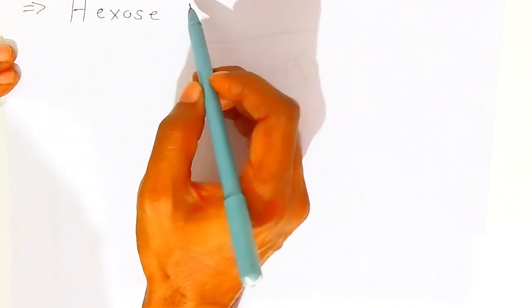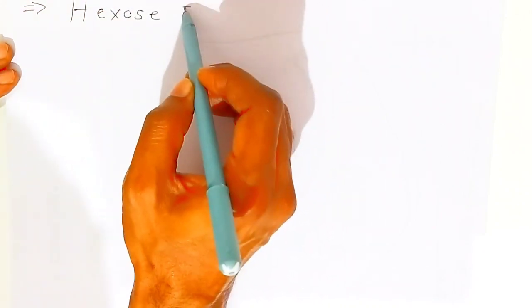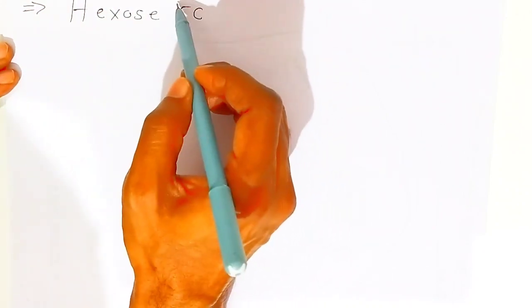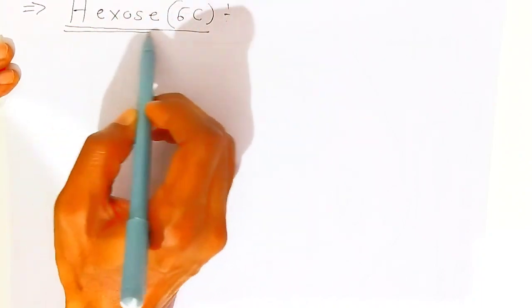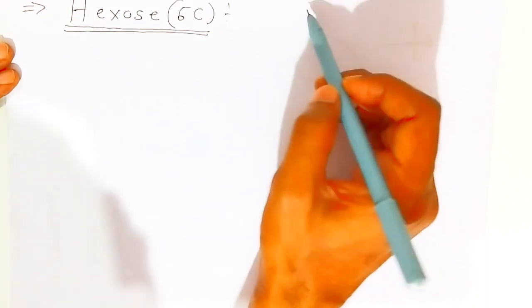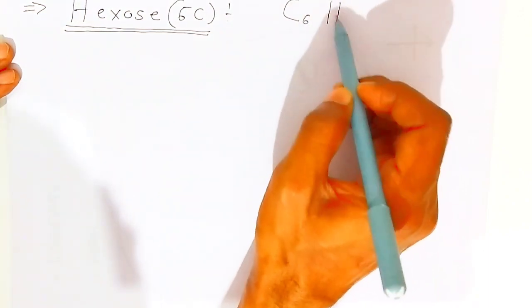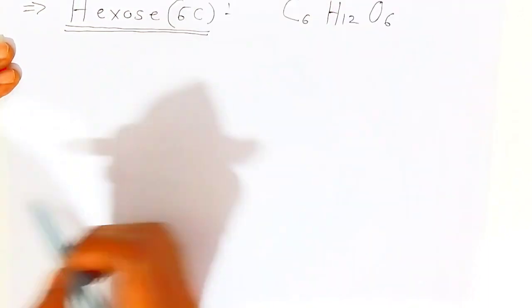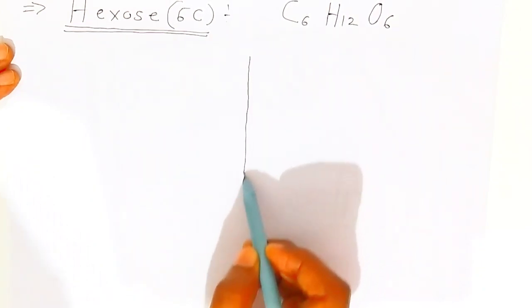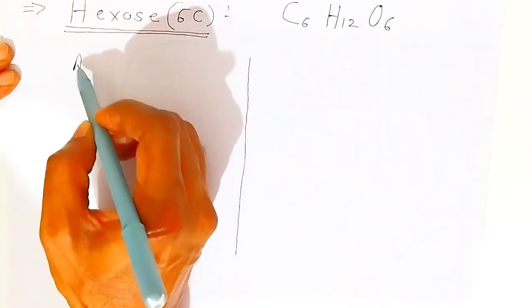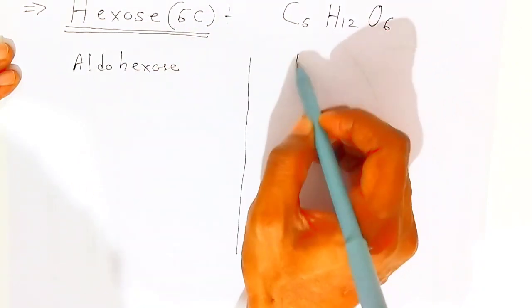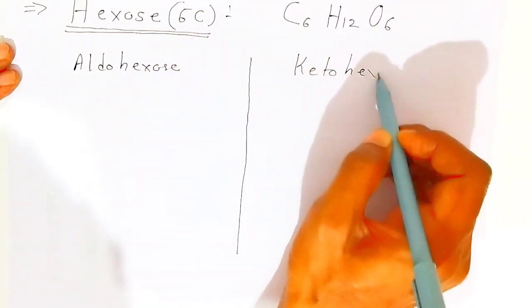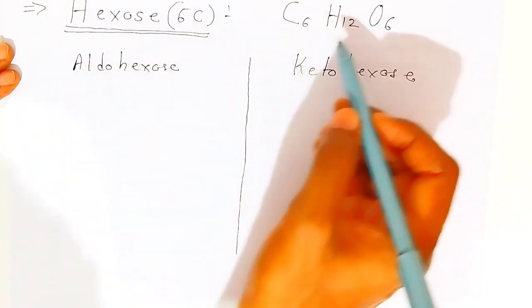Hexose, that means this monosaccharide will contain 6 carbons. It will contain 6 carbons, students. If the monosaccharide is containing 6 carbons, we call it hexose. The molecular formula will be C6H12O6. Okay, students. Now, if this hexose is containing an aldehyde group, we call it aldohexose. If it is containing a ketone group, we call it ketohexose. This is the molecular formula.